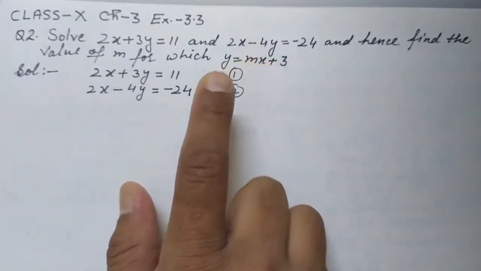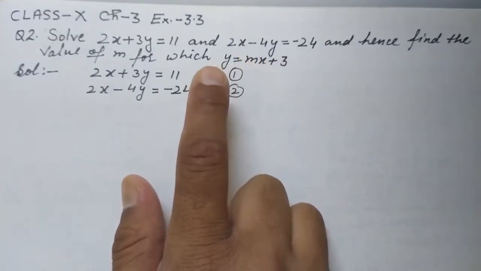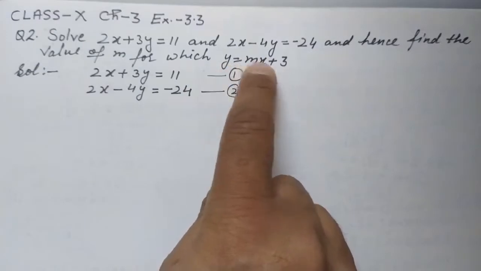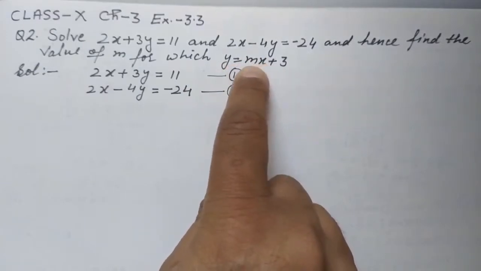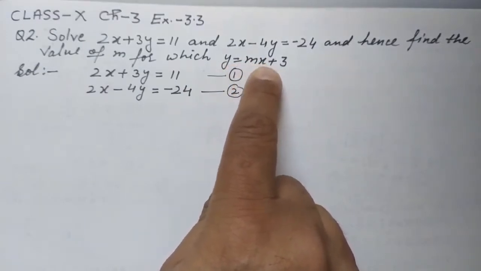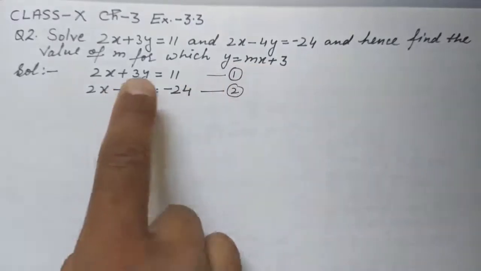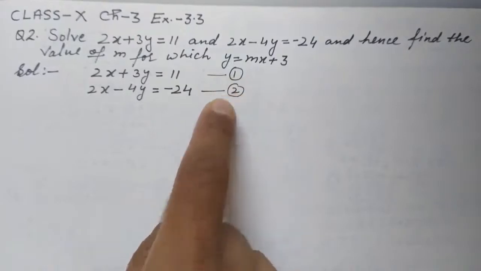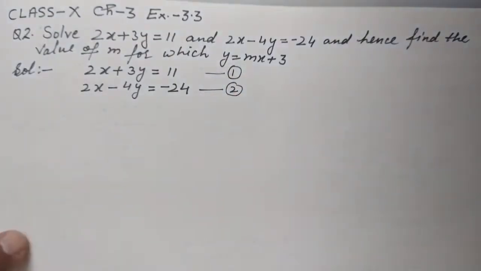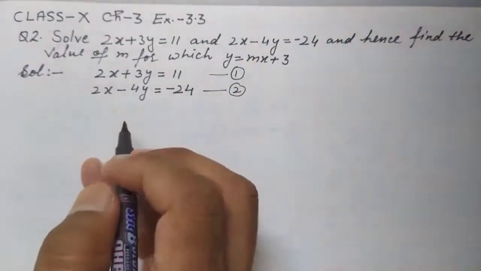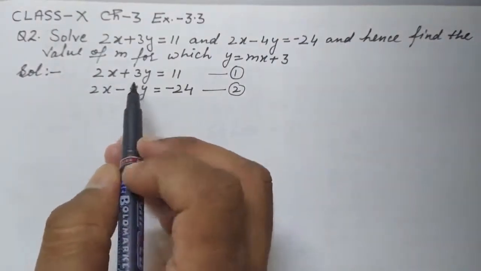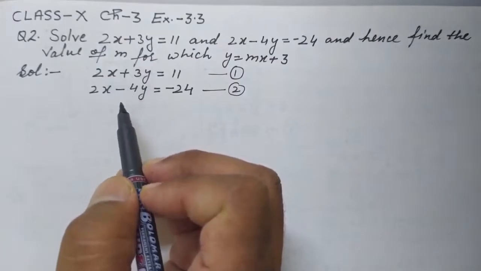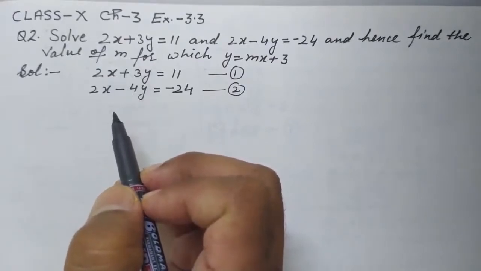Any one method we can apply, and then we'll fill that value of x and y in this equation. X and y we will fill and we will get the value of m from here. So this way we will do this question. I have given the name of these two equations as 1 and 2. In the substitution method, we take out the value of either x or y from any one of the equations and fill that value in the other equation.